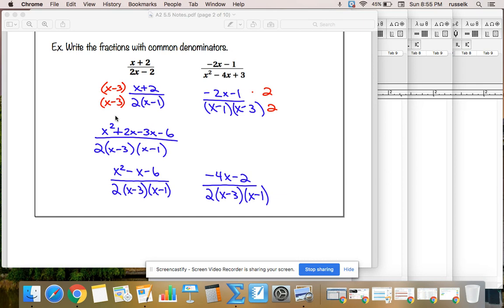When you do this, you do want to multiply the tops together because we'll be combining those. You do not need to multiply the bottoms together because we'll be keeping our common denominator the same. So when we multiply these two tops, we need to FOIL. We get x squared minus x minus 6. Once again, we do not need to multiply the bottom. In the second one, just distribute, you get negative 4x minus 2.